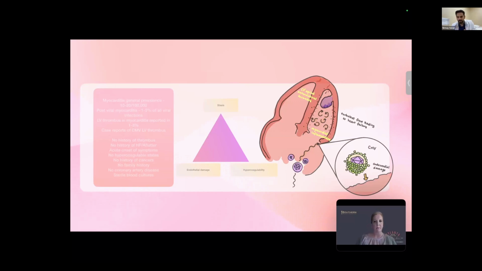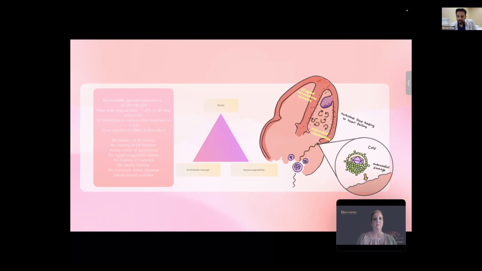There's no history of hypercoagulable states; we did that hypercoagulable panel. There's no history of cancers, which can also lead to that. No family history of any clots, myocarditis, or cardiomyopathy. There's no coronary artery disease, which we'll get to. And blood culture was sterile for bacterial and fungal growth. So, ruling out the basic common causes, we reached the diagnosis of viral myocarditis.